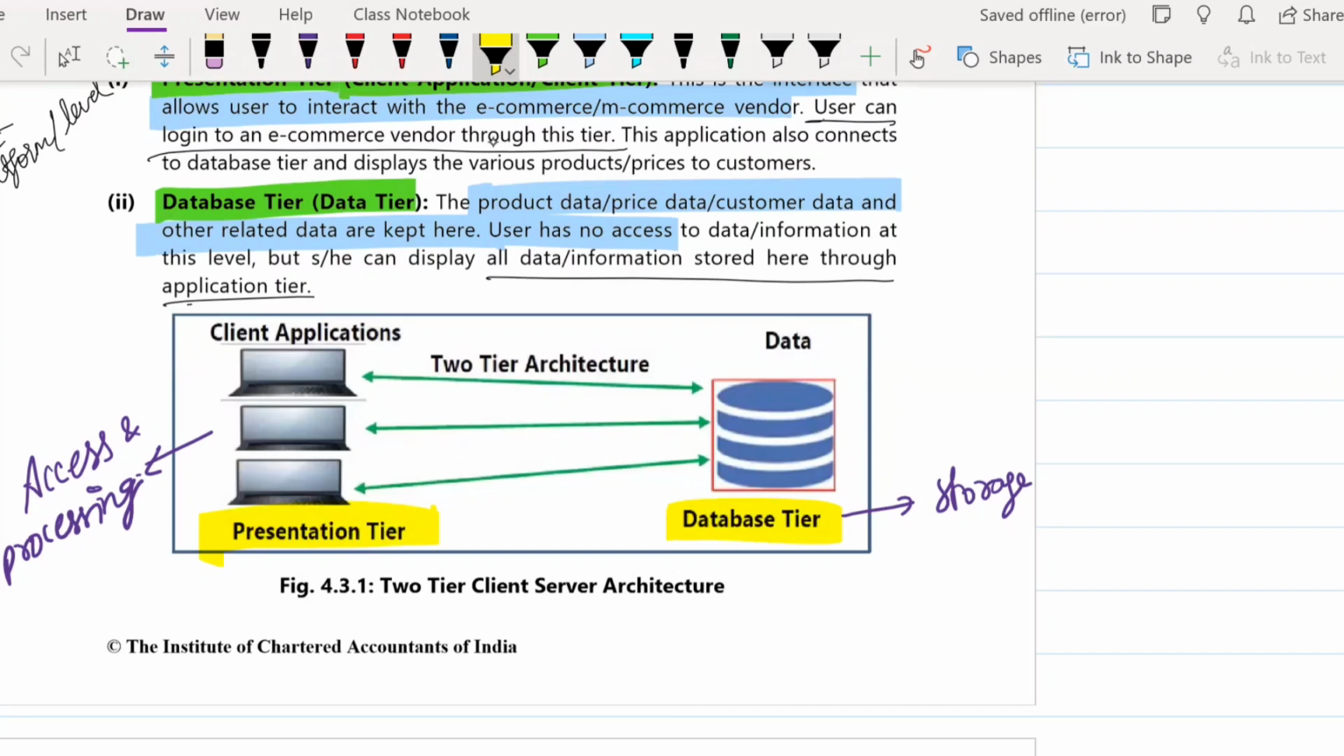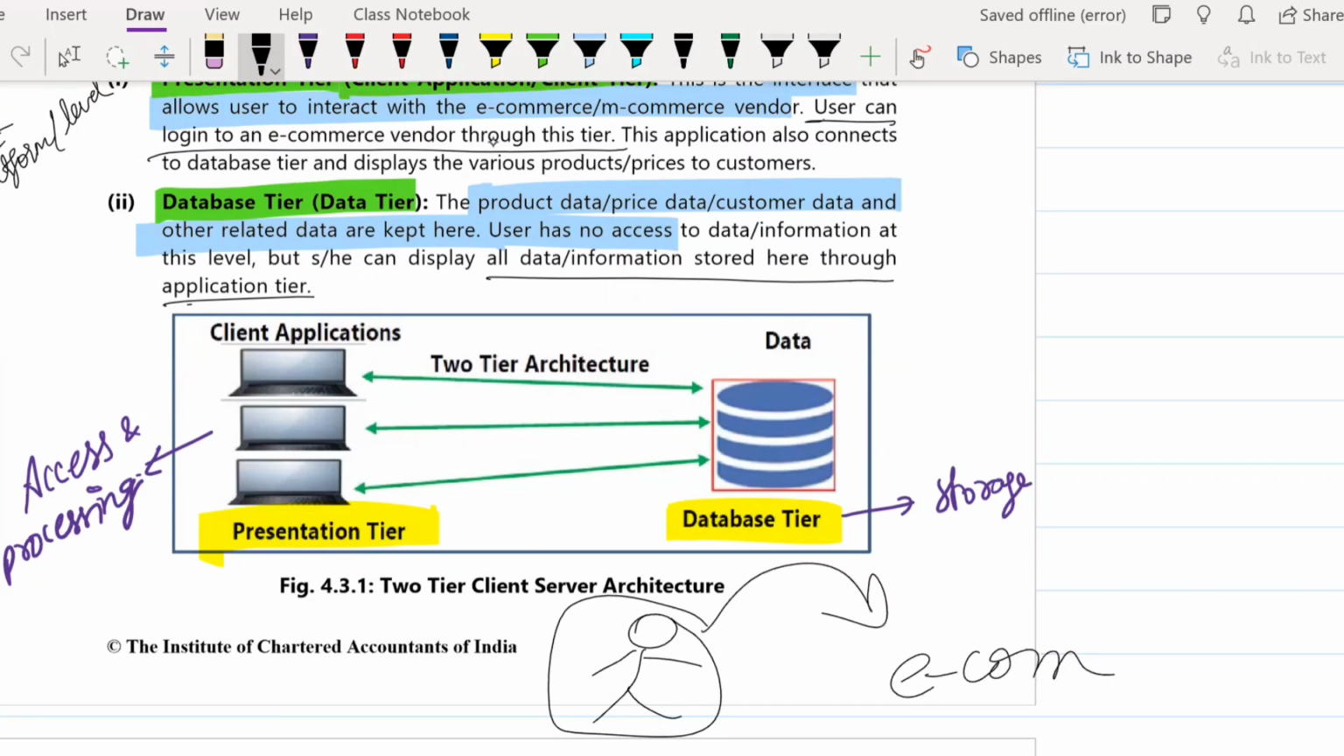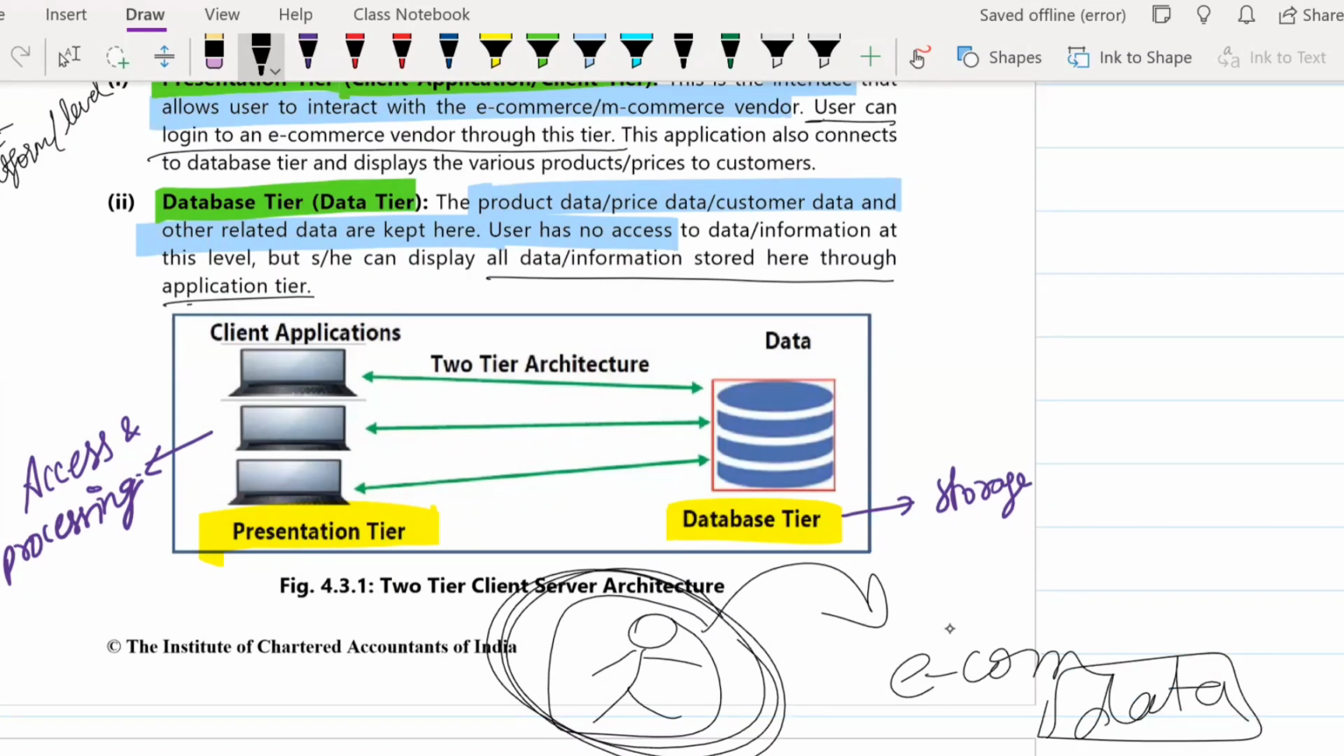So these are the two layers which are going to be there. What will happen is, whenever a customer is there, suppose this is the customer, when this customer wants to access an e-commerce website, take information from there, or buy something from there, then there must be a system or a screen through which this customer is able to interact with the data that he wants.